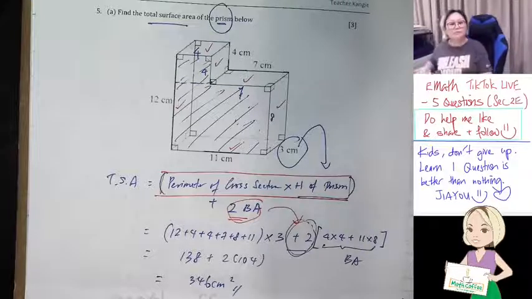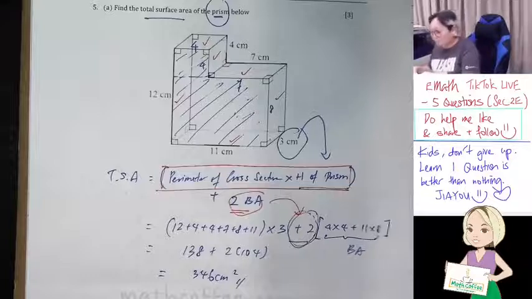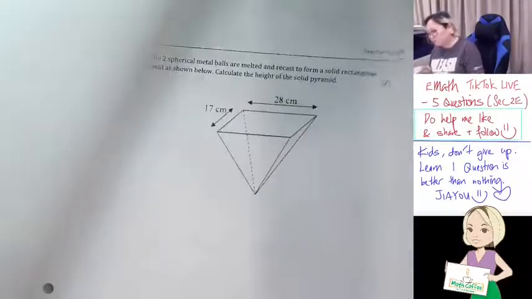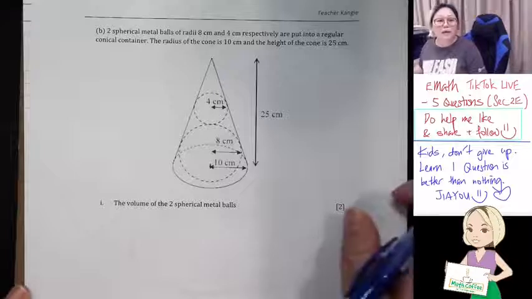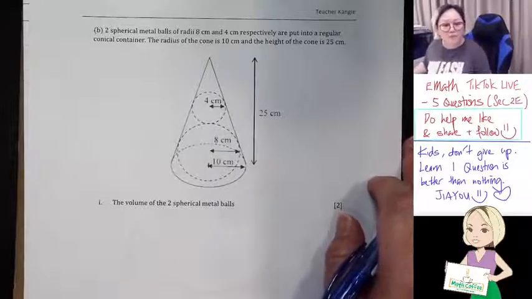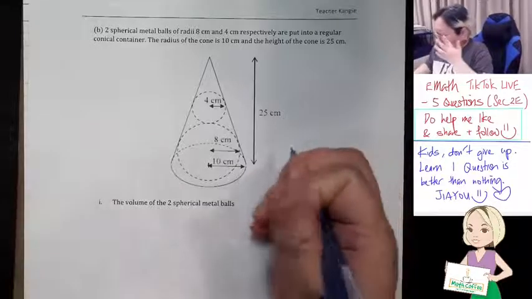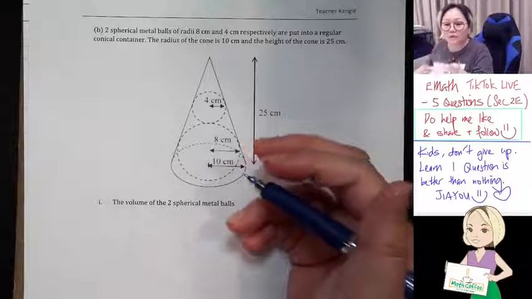Okay, let's move on. Next is the cone. That's our last question. Okay, so see, this is the volume of a sphere. So sphere is the formula. Cone, nothing so scary about cone. Cone is just 1/3 of a cylinder.